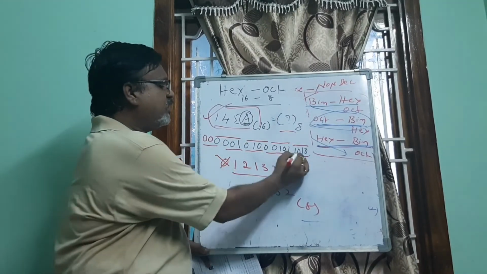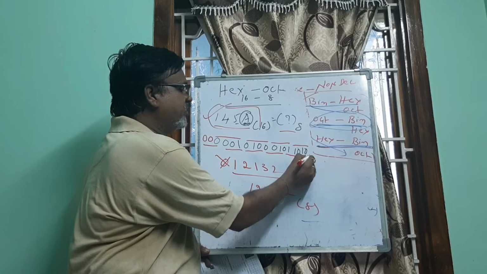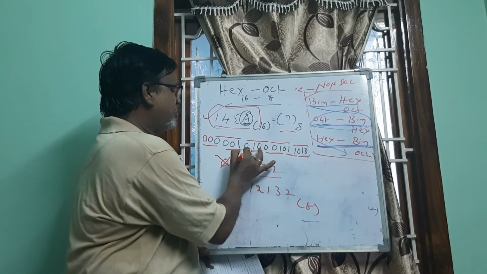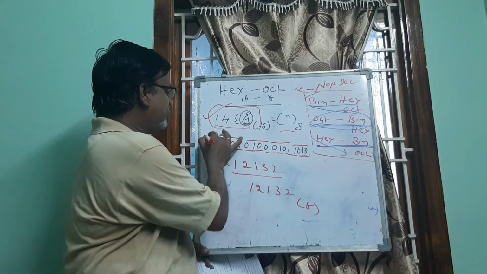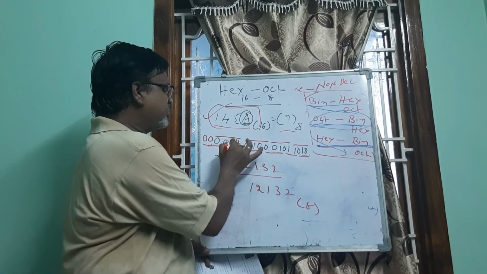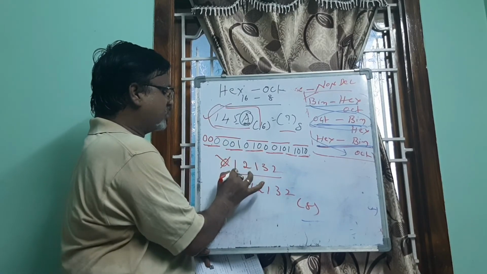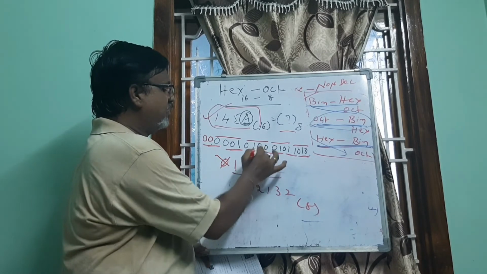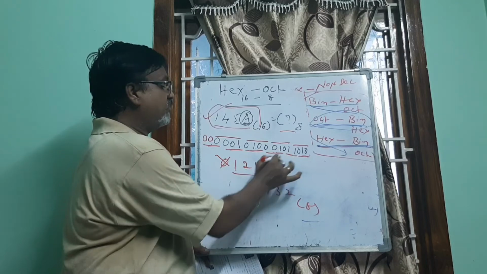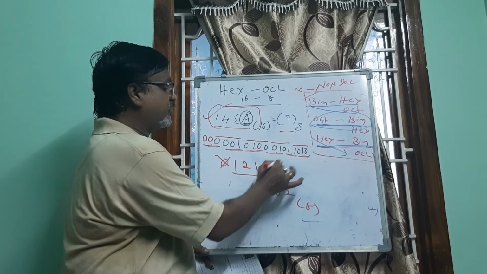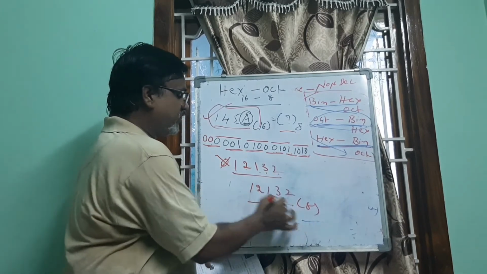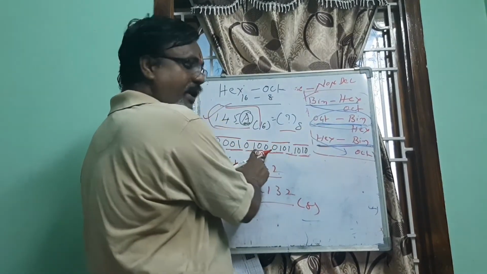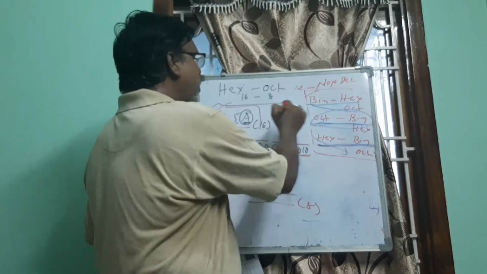So 18 positions, total 6 combinations of 3 digits: 0, 1, 0, 0, 1, 1, 0, 0, 1, 0, 1, 0, 0, 0, 1, 0. So this 0 you can simply discard. So this binary value is converted into octal: 0, 1, 0 converted to octal 2, 0, 0, 1 octal 1, here 0, 1, 1 octal 3, 0, 1, 0 octal 2. This is nothing but here. So we converted a hexadecimal number to binary as well as hexadecimal into octal.